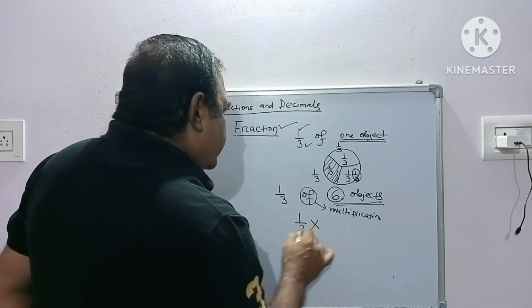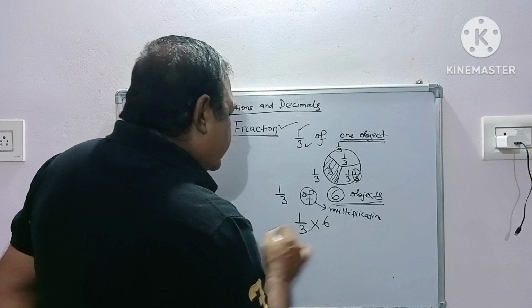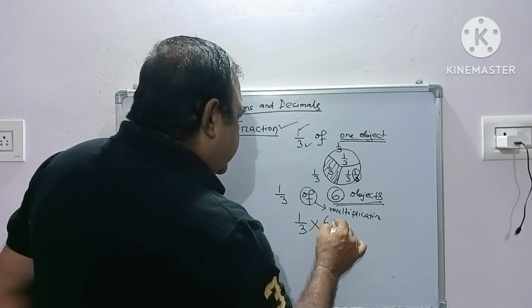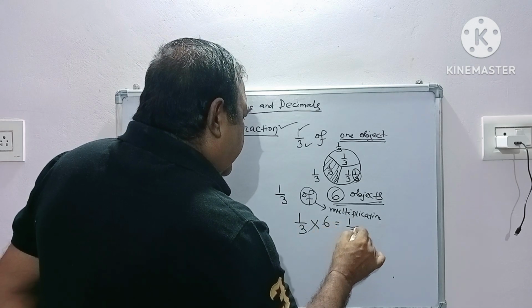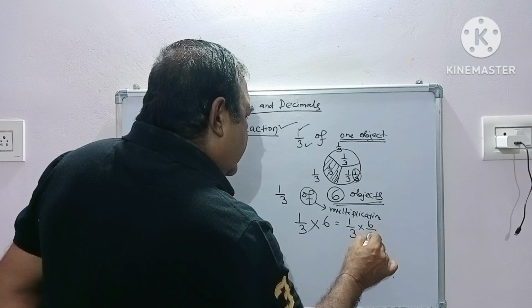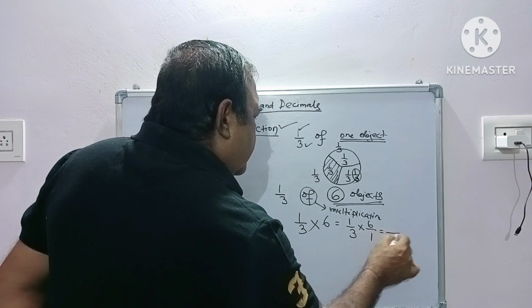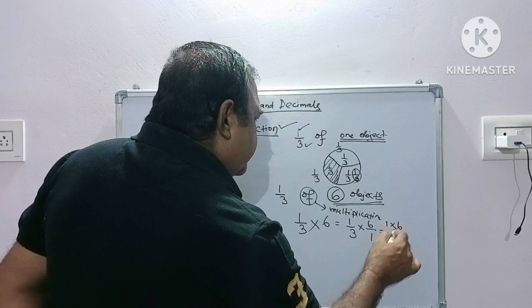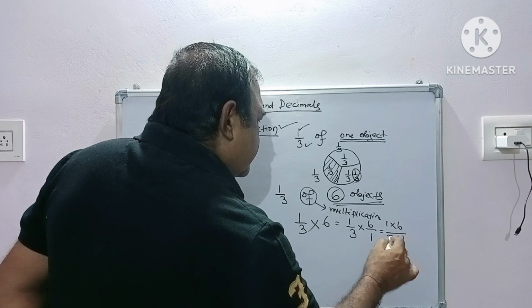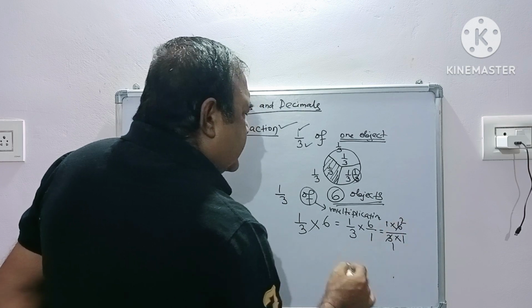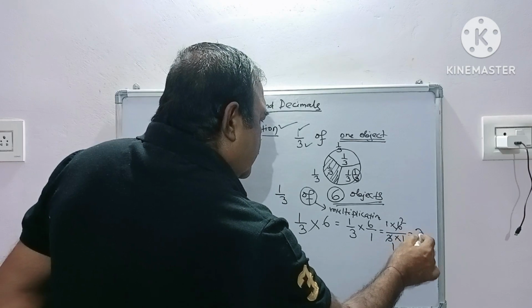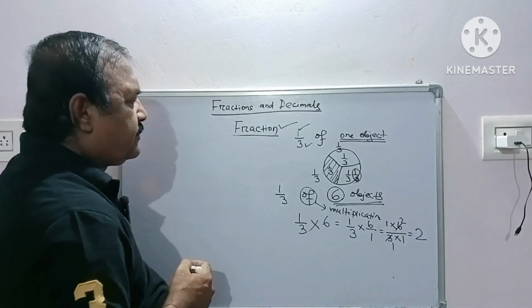1/3 of means multiplication. Then you write 6. So that is equal to 1/3 into 6/1. And already you know how to solve it. 3 twos are 6, so that is equal to 2.